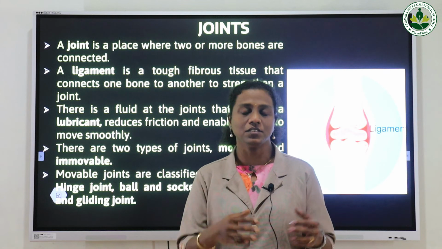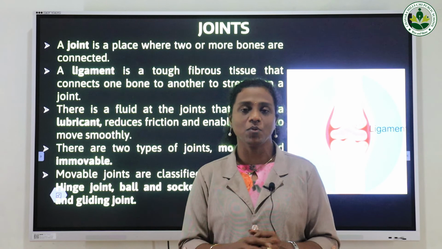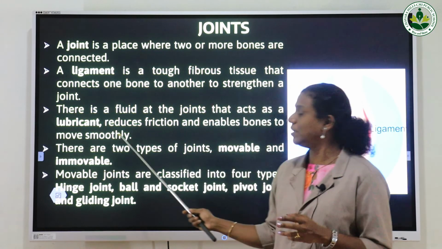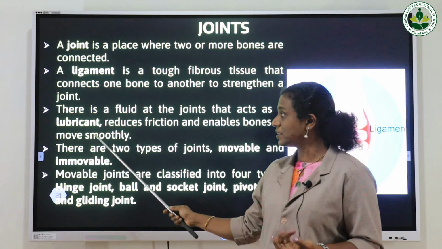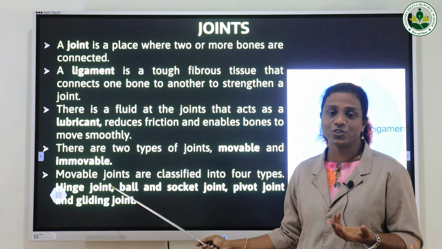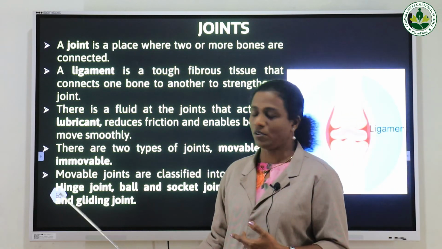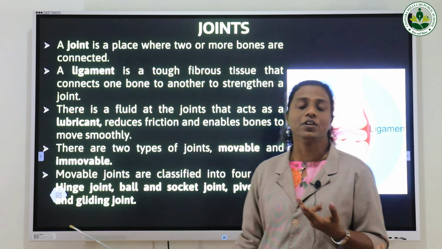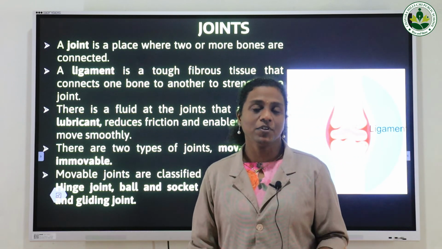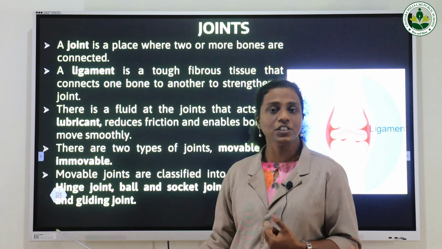So study that. Each joint is very important. Study all the important things about the joint. What is a joint? What is a ligament? What is lubricant? And what is the function of lubricant? To reduce the friction. And how many types of joints are there? Two types. Which are they? Movable and immovable. Then which are the movable joints? Four types are there: hinge joint, ball and socket joint, pivot joint and gliding joint. Study a detailed note about each joint.